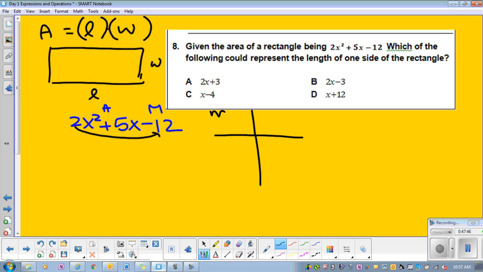What do you get? Two numbers that multiply to give you negative 24 and add to give you 5. What two numbers multiply to give you negative 24 and add to give you 5?